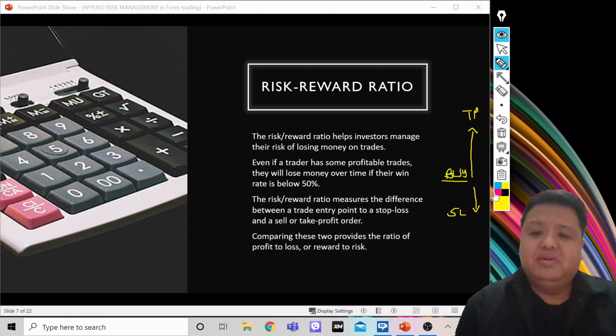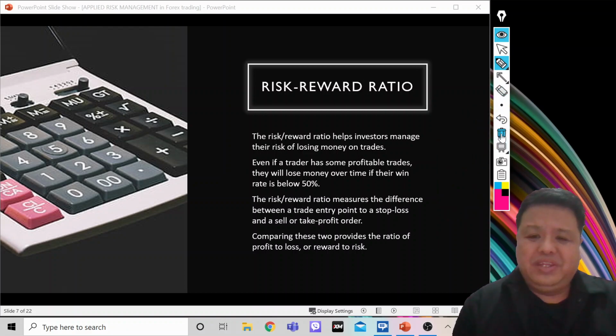So, is this a good risk-reward ratio? Posible. Bakit? Kasi, ang iyong profit, ganitong kahaba, ito yung reward mo, pero yung loss mo, ganito lang kaiksi. Ang hindi maganda, yung mas mahaba pa yung stop loss kesa doon sa posibleng reward. So, kung ganon, hindi maganda yung risk-reward ratio natin.